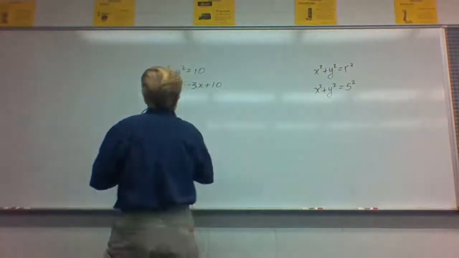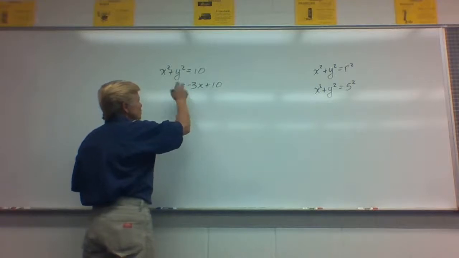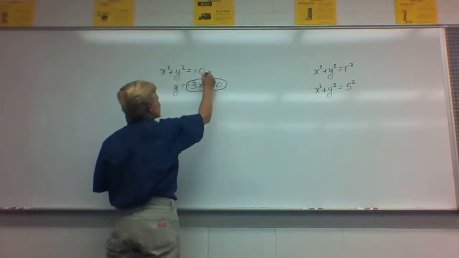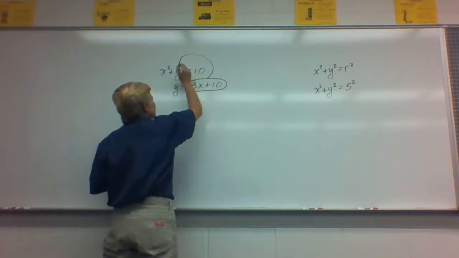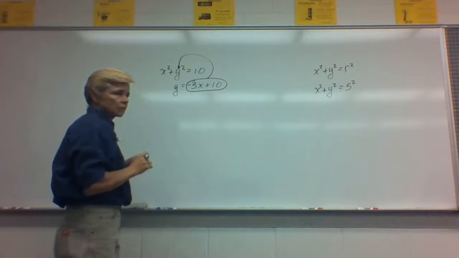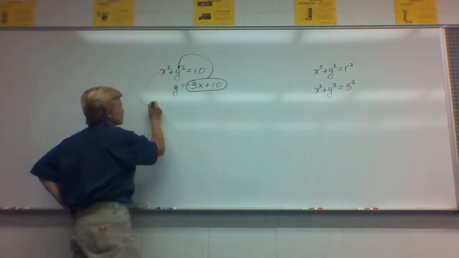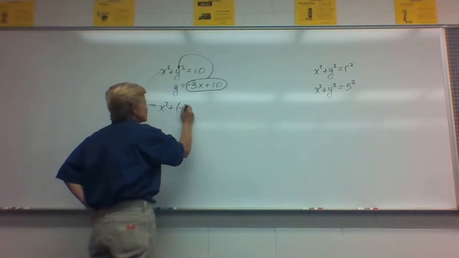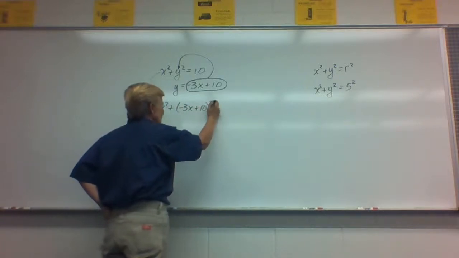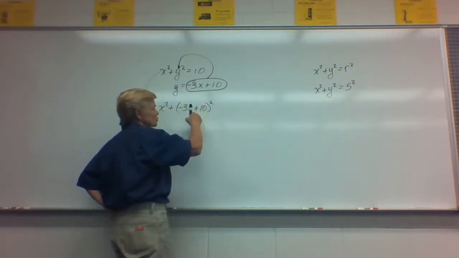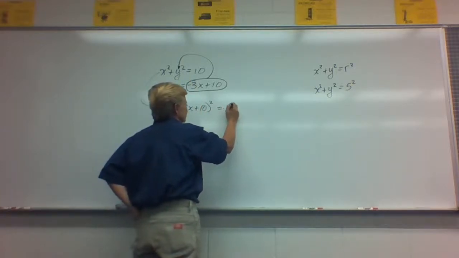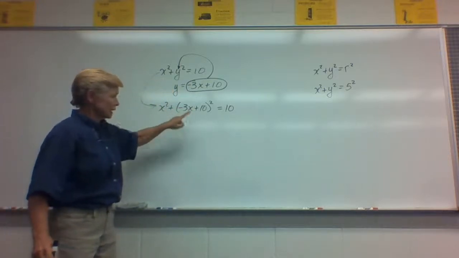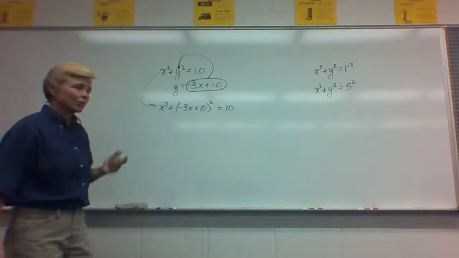And the happy thing about the substitution is y on this one is already solved for. So we're just going to rewrite this equation and substitute the y value in it with this stuff. So rewriting this one gives me x squared plus, not y squared, but negative 3x plus 10 squared, because y was squared here, I have to square its replacement. Equals 10. But again, I have one equation with one variable in it. I just have to remember my algebra to get it solved. That can be a little rough.